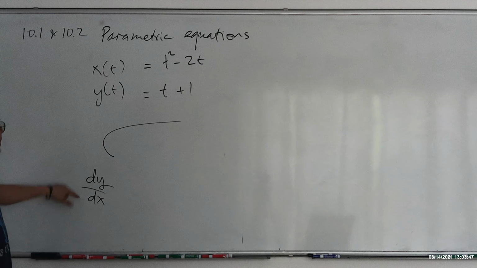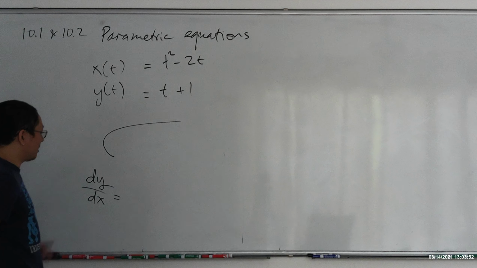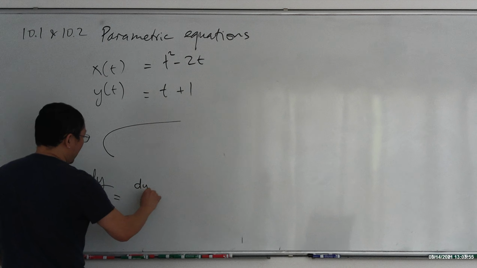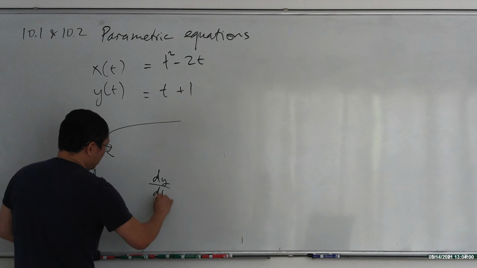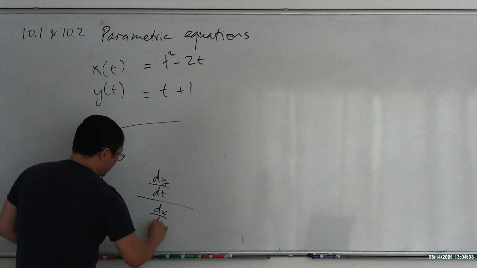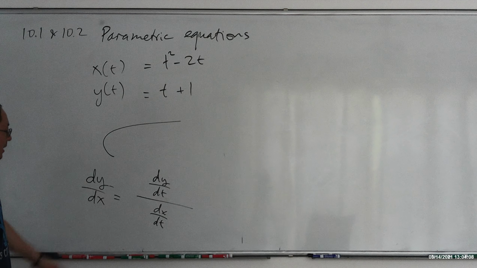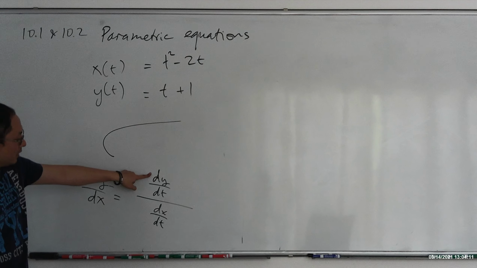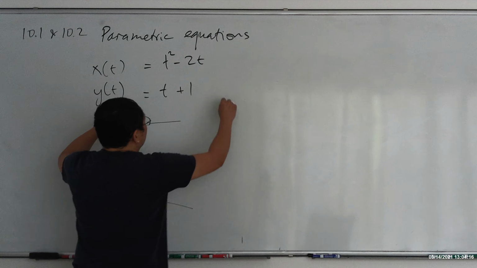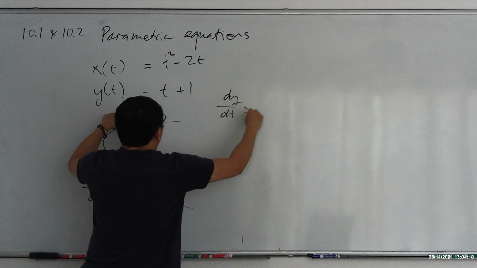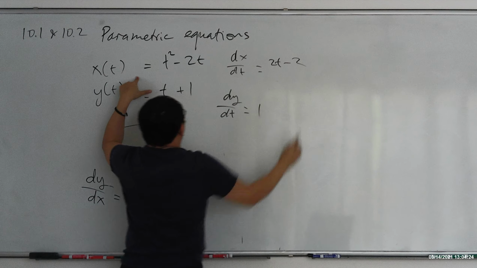How do you calculate dy over dx if you know x and y right here? It's like basic algebra. dy over dx is, let me write it this way then, dy over dt divided by dx over dt. So divide by dt on top, divide by dt on the bottom. And this means the derivative of y with respect to t over the derivative of x with respect to t. Now you can do it. dy over dt right here is equal to 1. dx over dt right here is 2t minus 2, right? Because the variable is t.